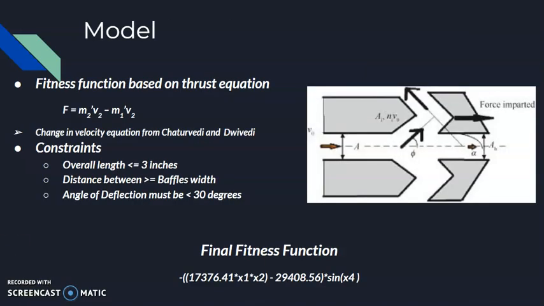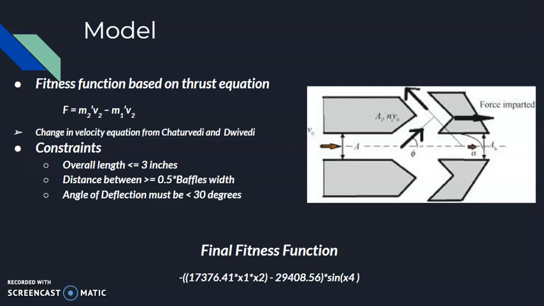The model for this optimization is based on a basic thrust equation. However, there are modifications made to the first term in order to account for slight velocity changes in the gas over the length of the brake. The constraints for this optimization will be that the overall length of the device has to be less than or equal to 3 inches. This is just to be in standard with regular muzzle brakes already seen on the market.